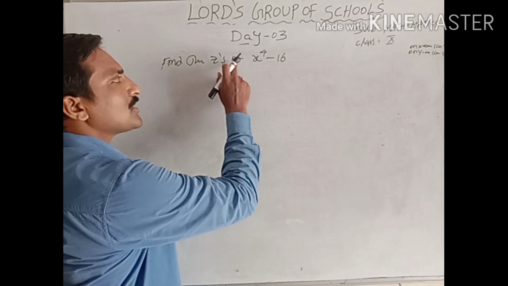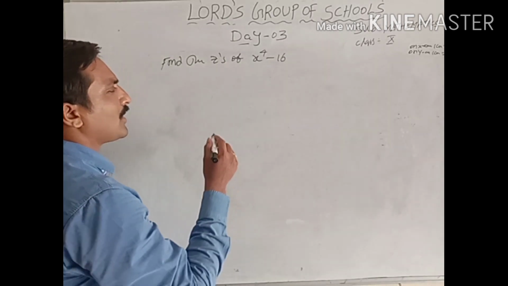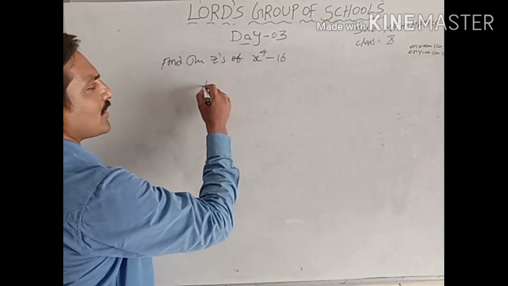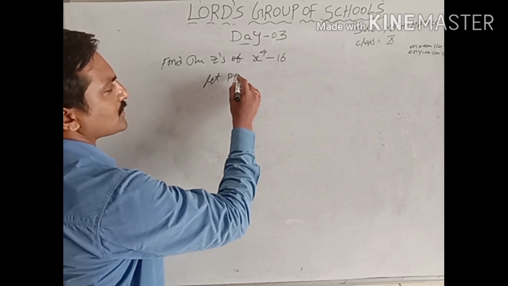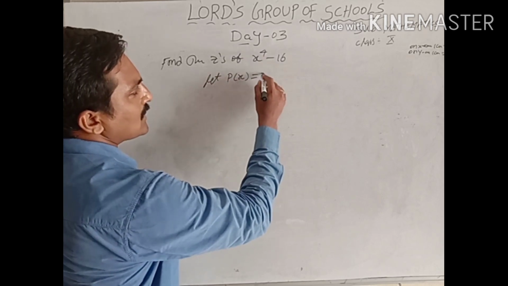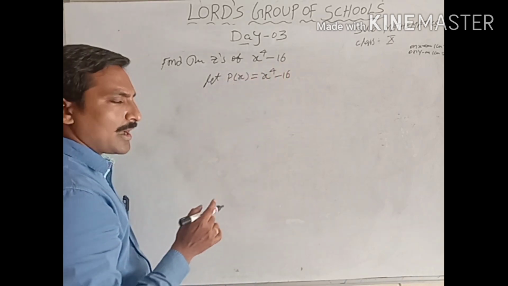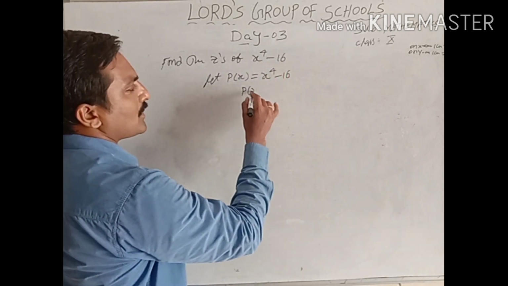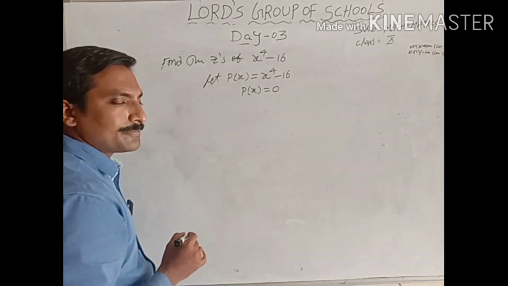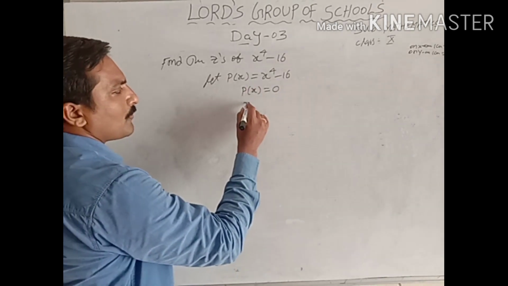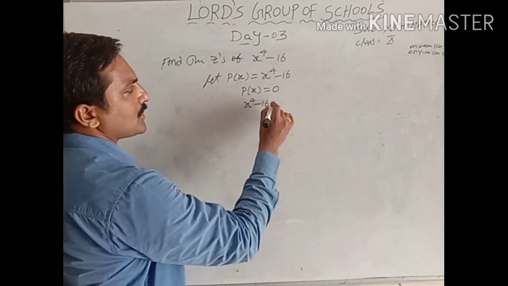Here it asks to find the zeros, whatever the polynomial may be. First of all, what is the given polynomial? Let p of x is equal to x power 4 minus 16. If you want the zeros of the polynomial, that polynomial is equal to 0. So x power 4 minus 16 is equal to 0.